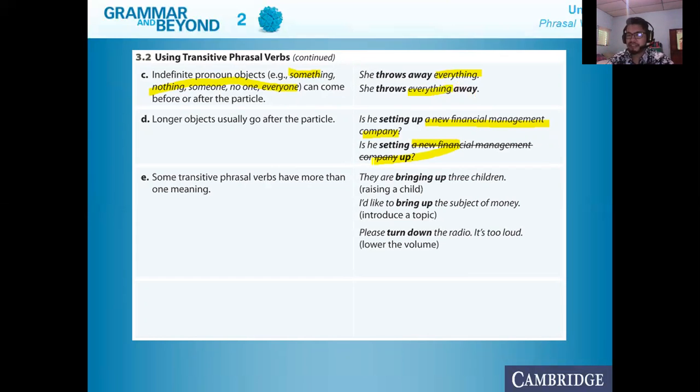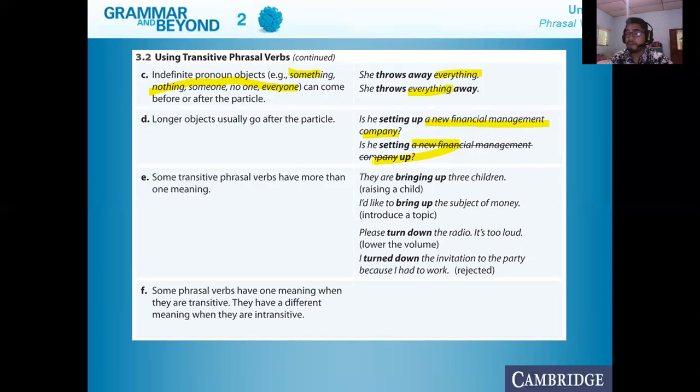Please turn down the radio. It's too loud. That means lower the volume, try to put it a little bit quieter. I turned down the invitation to the party. That means that you rejected it, you didn't accept what the invitation was for. Some phrasal verbs have one meaning when they are transitive. They have different meanings when they are intransitive.